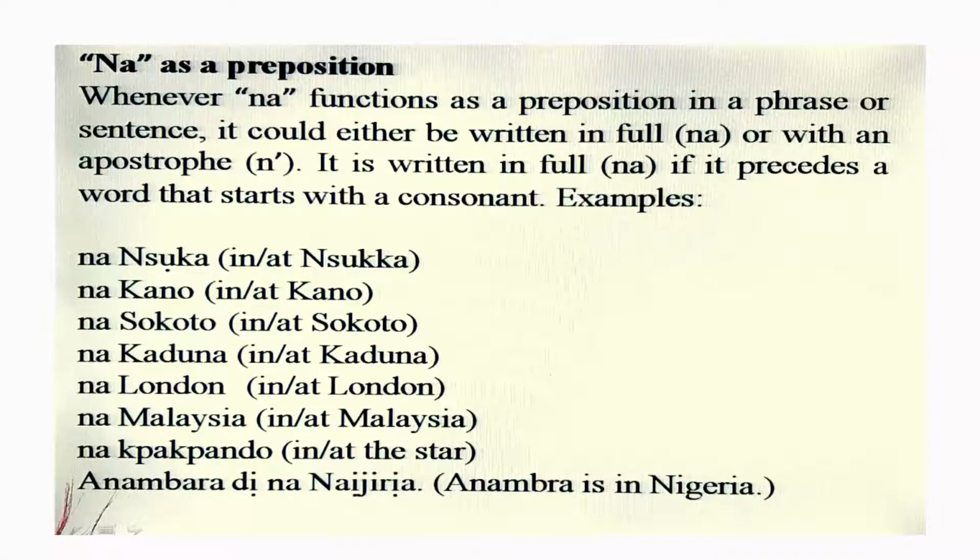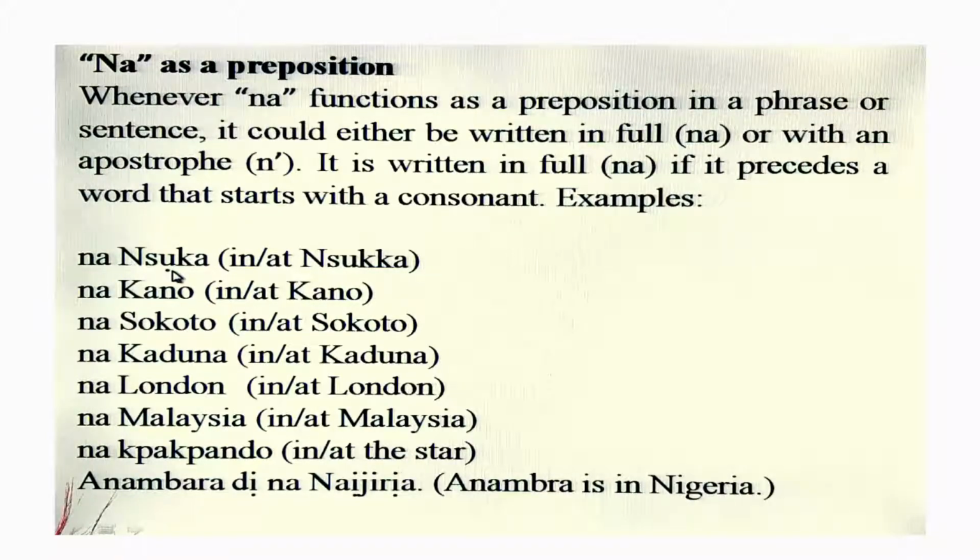Na as preposition. When na functions as a preposition in a phrase or sentence, it could be written either in full or with an apostrophe. It is written in full if it precedes a word that starts with a consonant. If after na you have a word that starts with a consonant, then the na should be written in full.